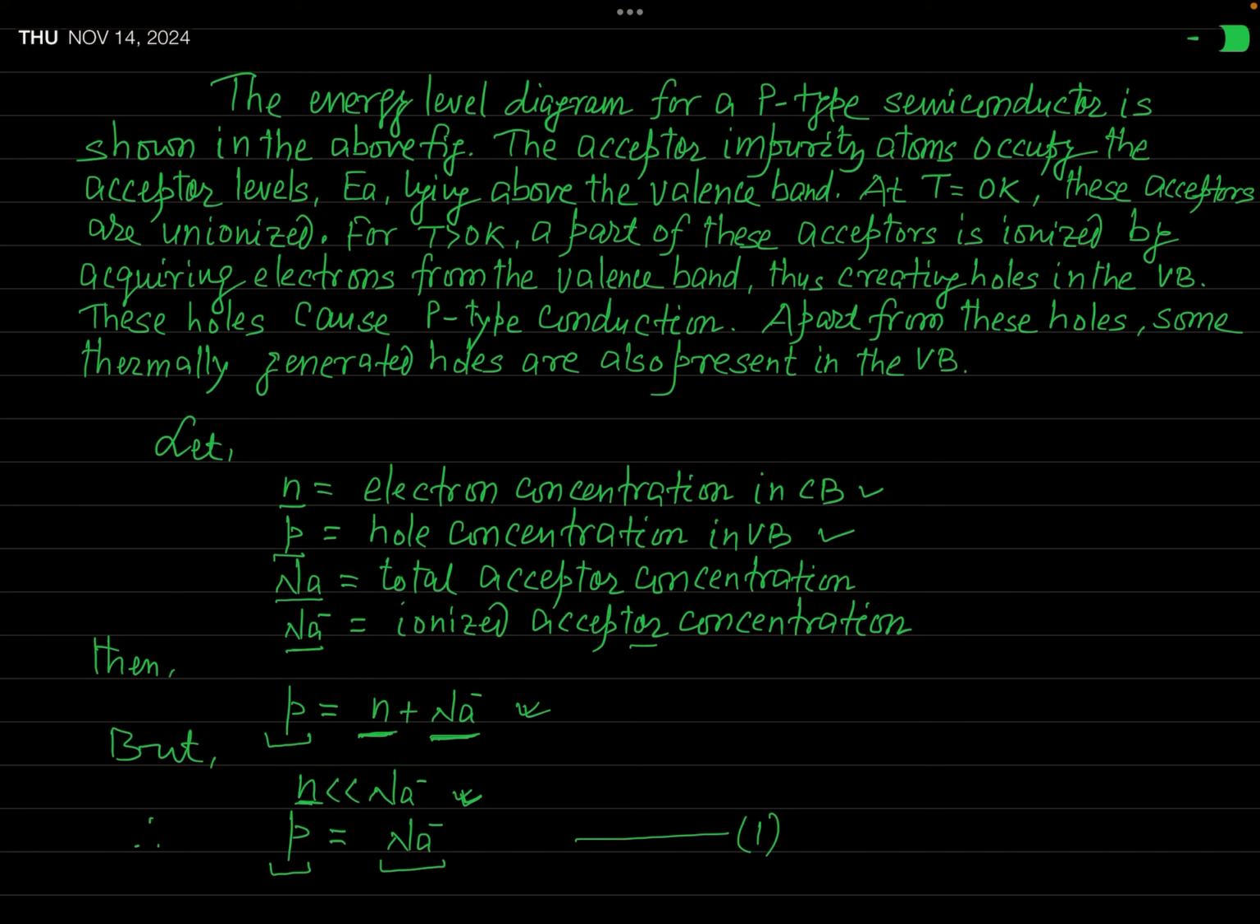First of all, we will find the Fermi level of this p-type semiconductor. For this, we will calculate the value of P, and we will also calculate the value of Na minus. After calculating the values of P and Na minus, we will substitute those values in equation 1, and solving that equation, you will get the expression for the Fermi level of this material. Now, how we can calculate the values of P and Na minus, you can see now.